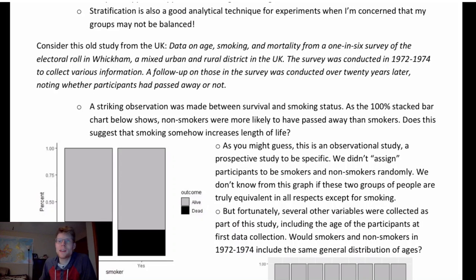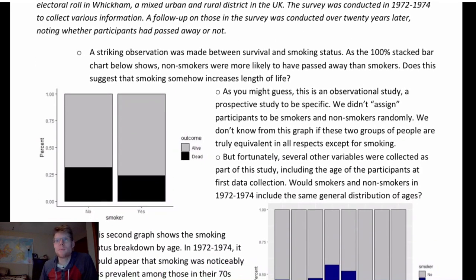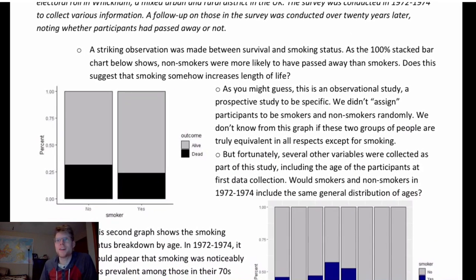By contacting these people 20 years later, the polling firm involved was able to see what percentage of the smokers and what percentage of the non-smokers were still living after 20 years. And one seemingly odd observation here is that people who smoked were actually more likely to be living than people who didn't smoke from the 1970s.